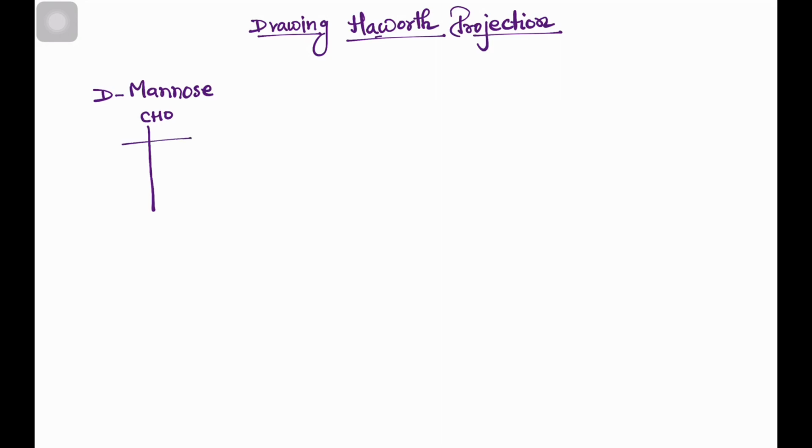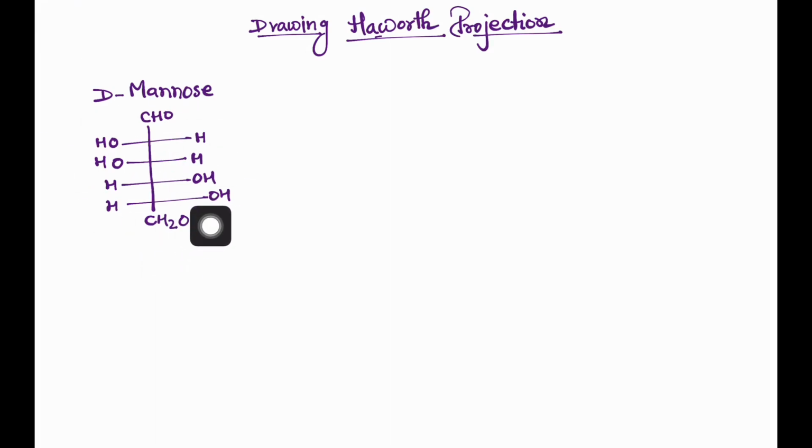It is CHO, OH, H, OH, H, H, OH, H, OH and CH2OH. So this is D-mannose. Here OH is on the right hand side on the last asymmetric carbon. That's why it is D-mannose. Okay, what is step 1 in that?